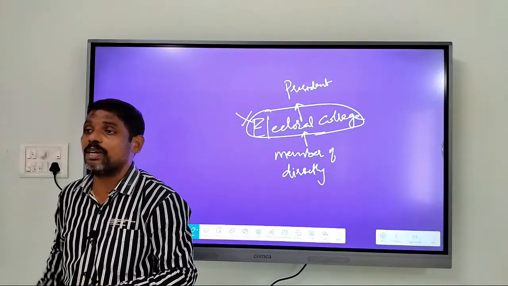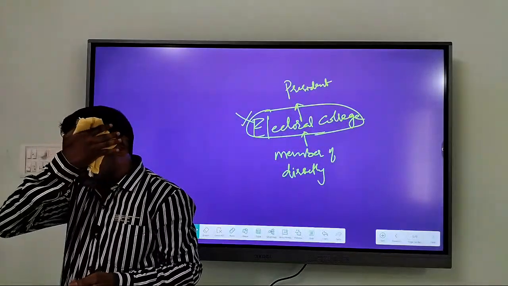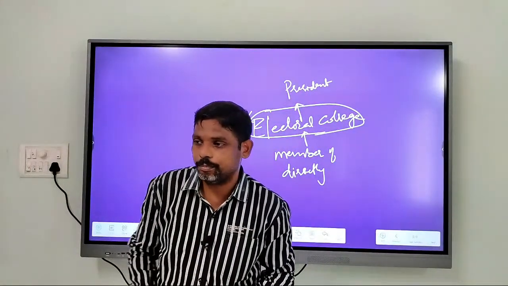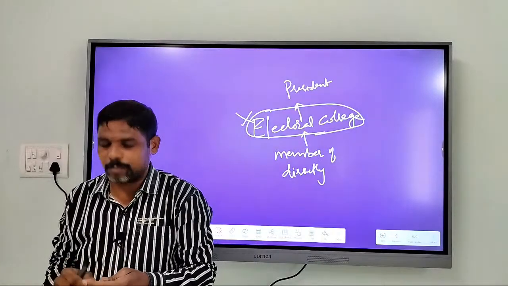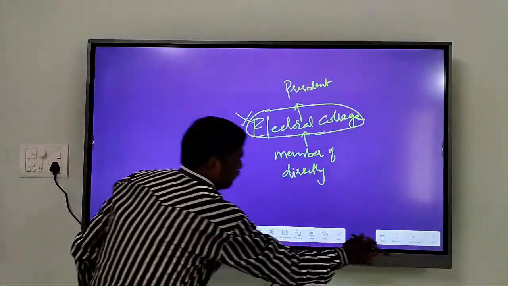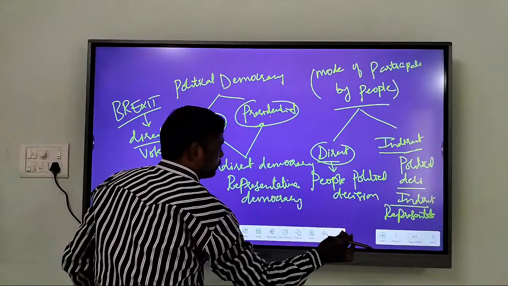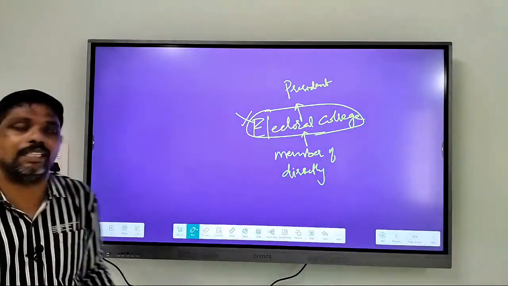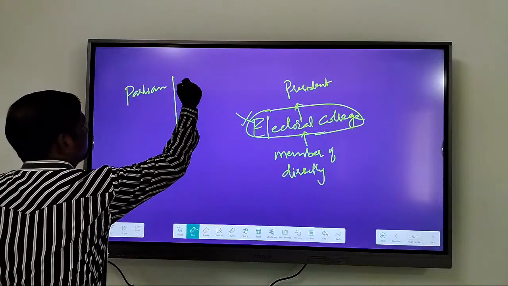So we have the topic of comparative constitutions in GS paper 2, in the polity and governance paper. In our governance paper, that is during mains, we will compare the Indian system with other countries. But as of now, remember this point. We started our discussion with indirect democracy, which includes both the parliamentary system as well as the presidential system. So let us make a difference between a parliamentary system and a presidential system.